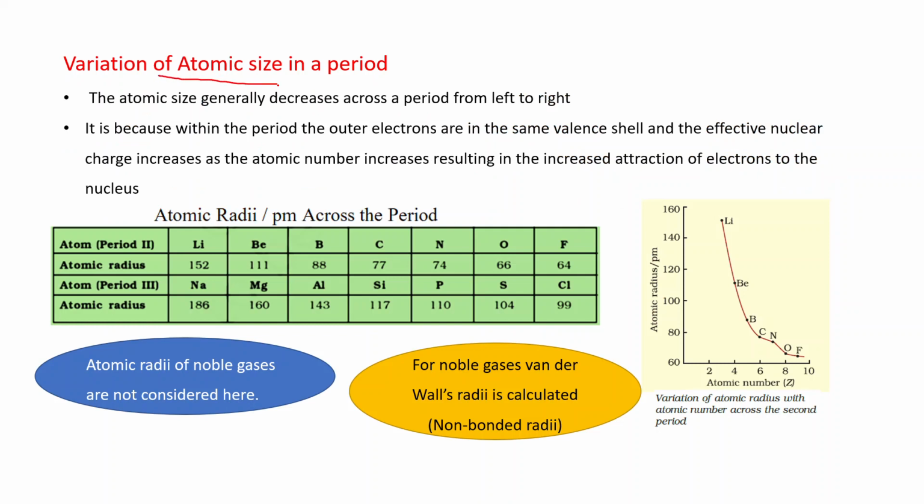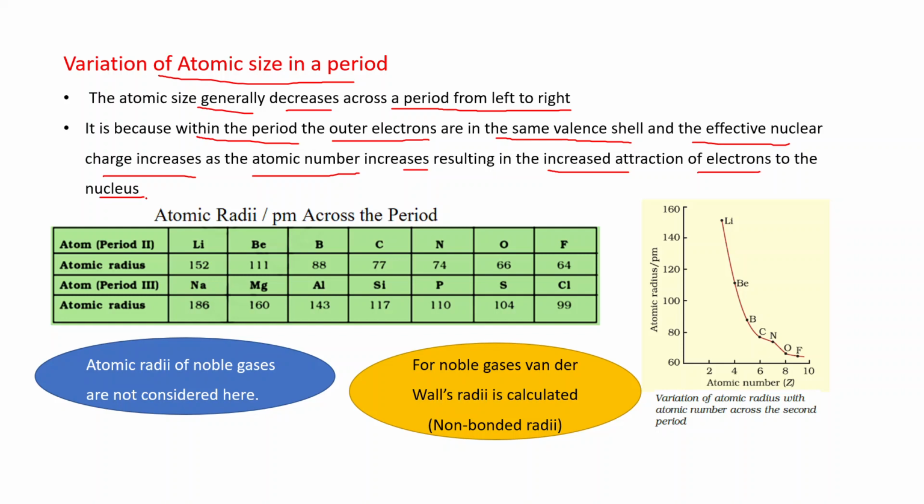Variation of atomic size in a period. Atomic size generally decreases across a period from left to right. Now, what is the reason? It is because within the period, the outer electrons are in the same valence shell and the effective nuclear charge increases as the atomic number increases, resulting in increased attraction of electrons to the nucleus.